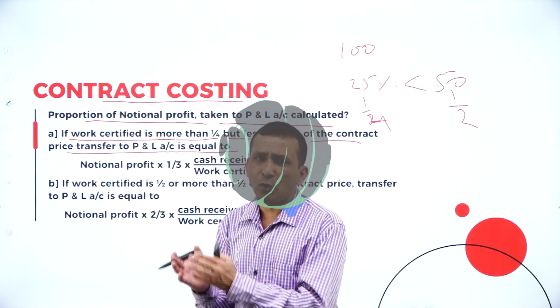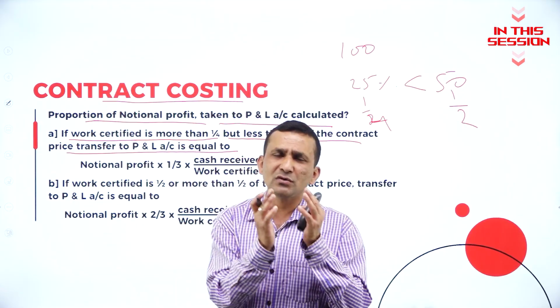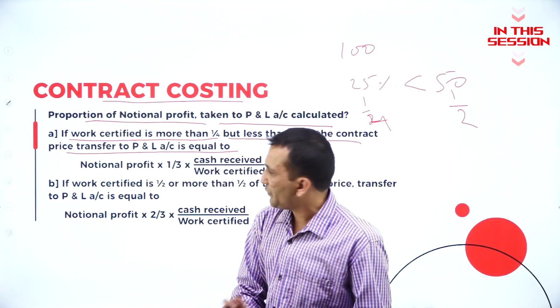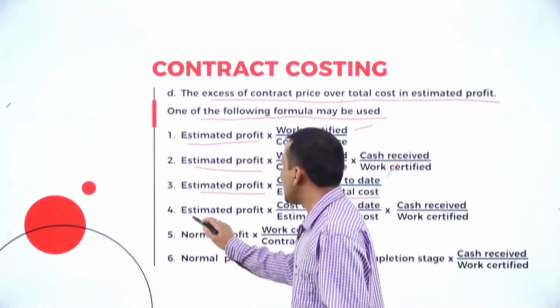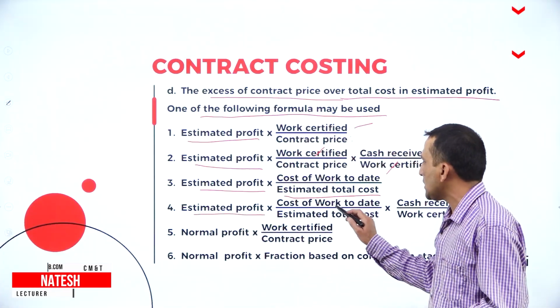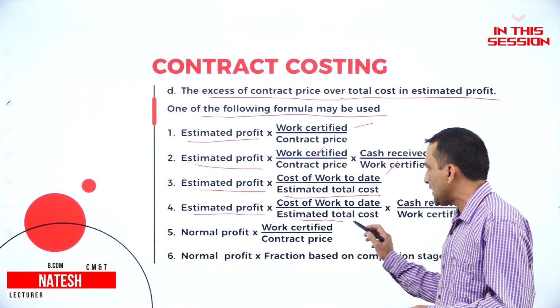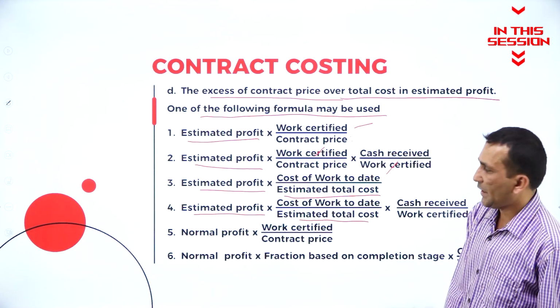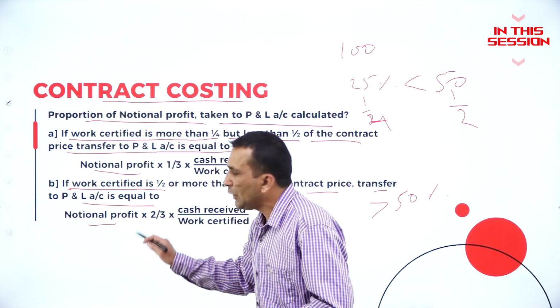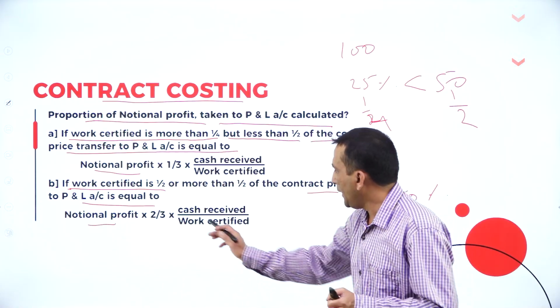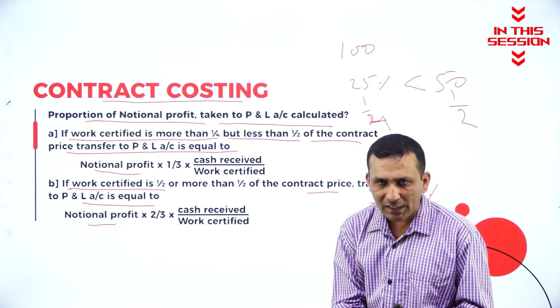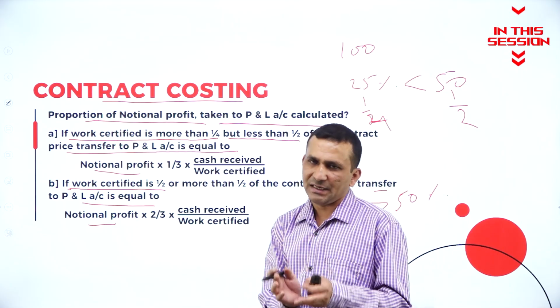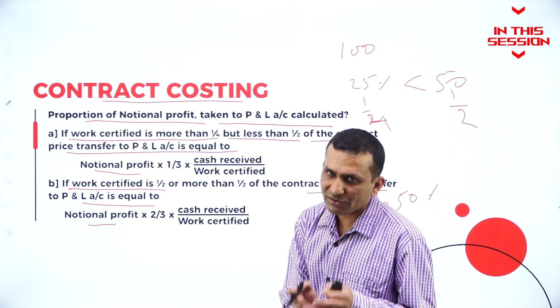From the contract account, the credit side is more. If you subtract a debit item, the difference we call the notional profit. Estimated profit into cost of work to date divided by estimated total cost into cash received divided by work certified. Notional profit into 2/3 into cash received from the contractee divided by work certified by the architect or engineer.